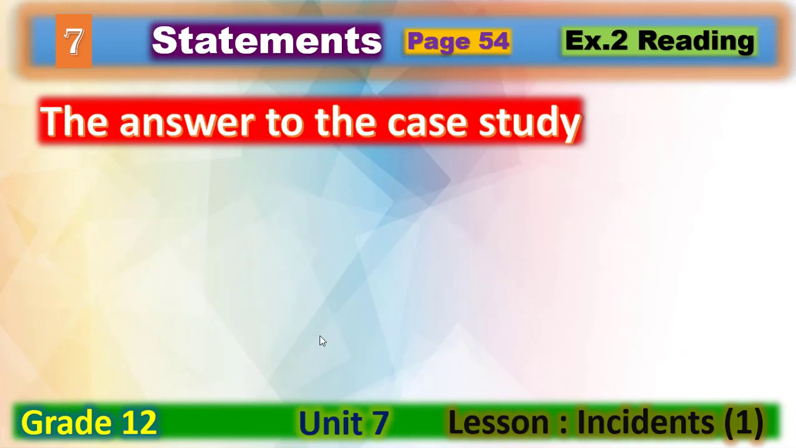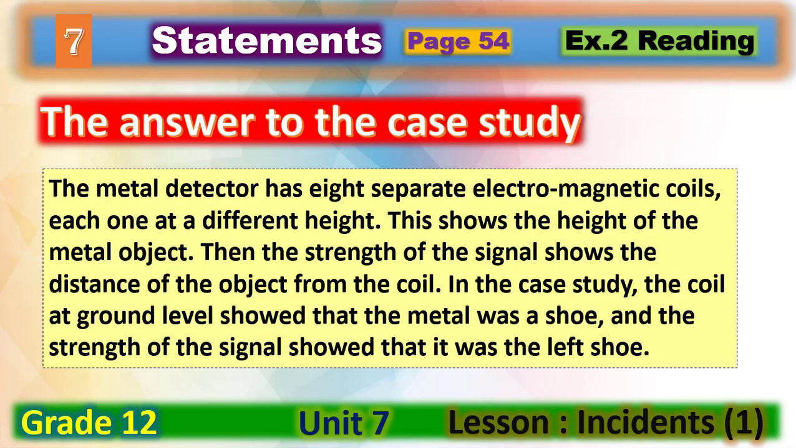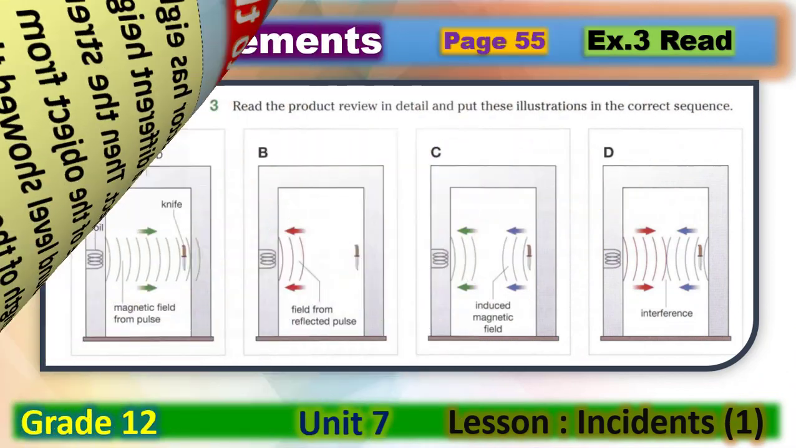Now let's check the answer to the case study in exercise 1. Do you remember? The answer is, the metal detector has 8 separate electromagnetic coils, each one at a different height. This shows the height of the metal object. Then the strength of the signal shows the distance of the object from the coil. In the case study, the coil at ground level showed that the metal was a shoe, and the strength of the signal showed that it was the left shoe.